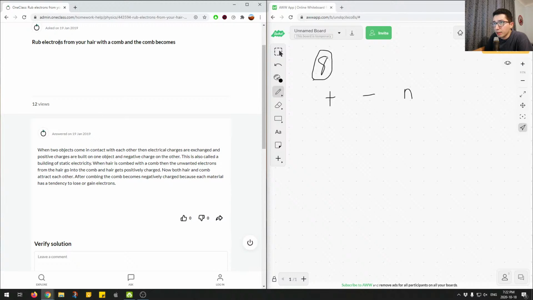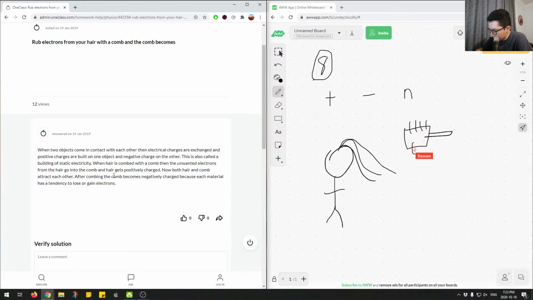So here we have electrons from your hair with a comb. The comb becomes negatively charged. So here we would have something like this. Let's say we have a person with lots of hair, and they have some comb. Let's say this is a comb, and it has spikes.